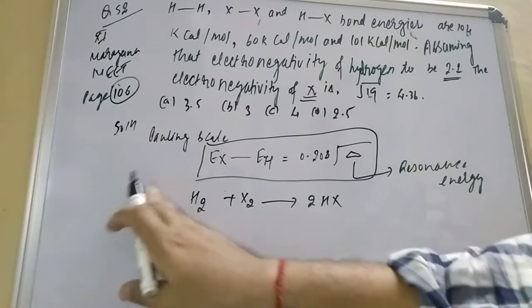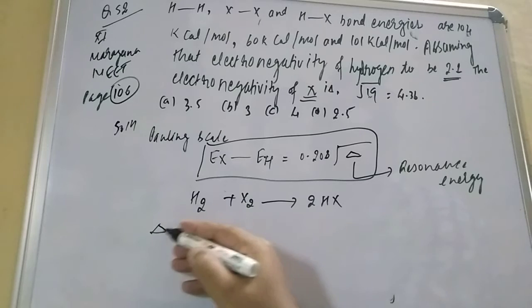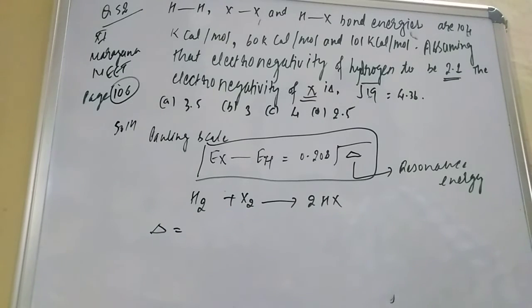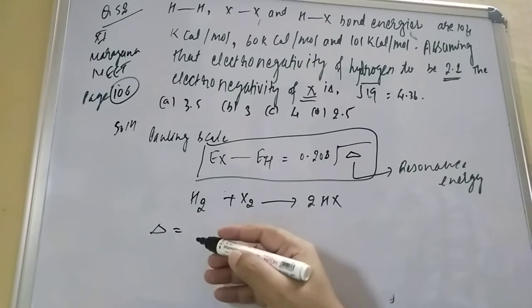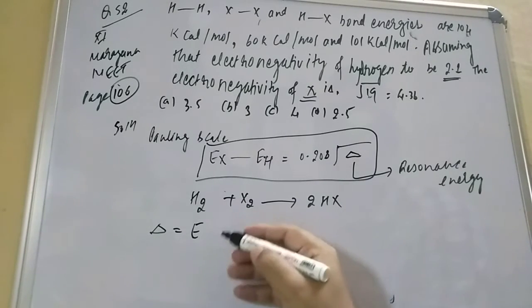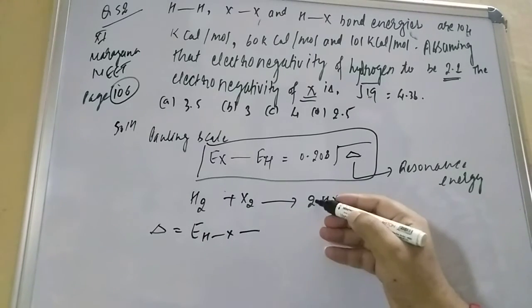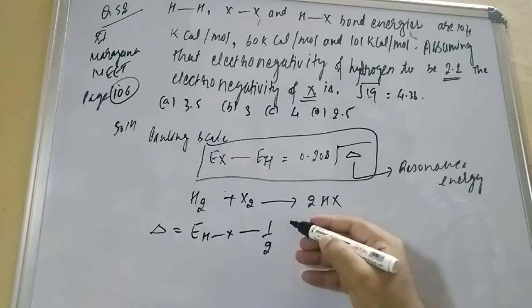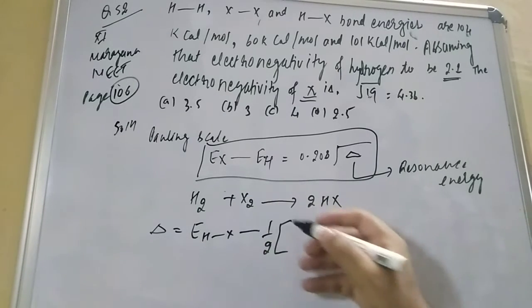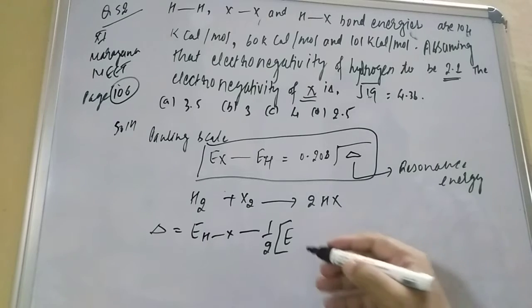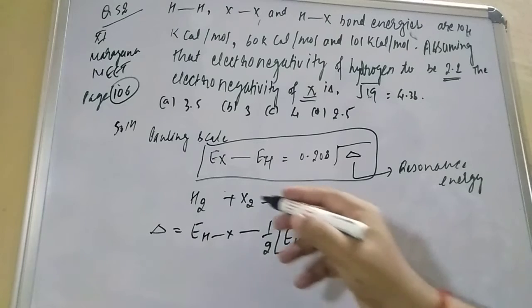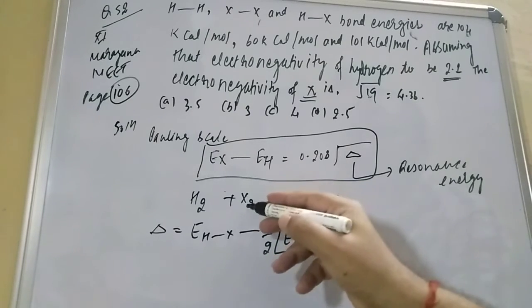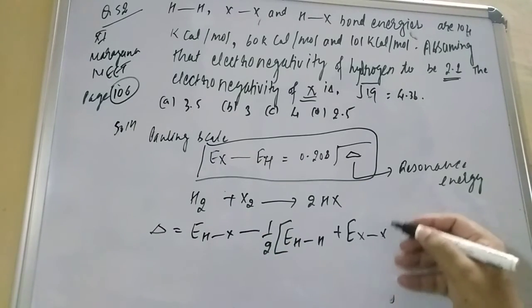How do we calculate it here? The delta value, if you are going to calculate it, means product minus reactant. How can we write the product? That is the bond enthalpy EHX, product minus, as the 2 will go to this side, 1 by 2 we put here, and in the bracket we write EHH, that is one reactant, plus the energy of the bond XX, which is what they have given in the question.